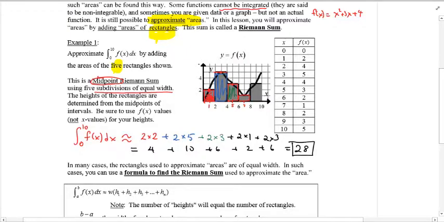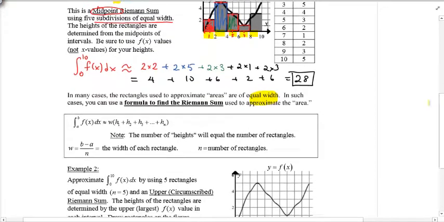Now, in this example, and in many of the examples, the rectangles used to approximate areas are of equal width. Notice each one of these had an equal width of 2. In such cases, you can actually develop a formula to find the Riemann sum, because the widths are always the same. I can just factor that out. So look, I could have factored out 2 from each of these, and then just added all the different heights of each of the rectangles.